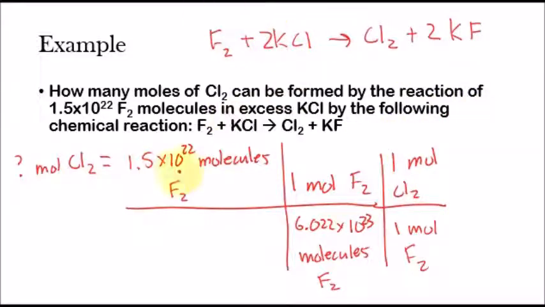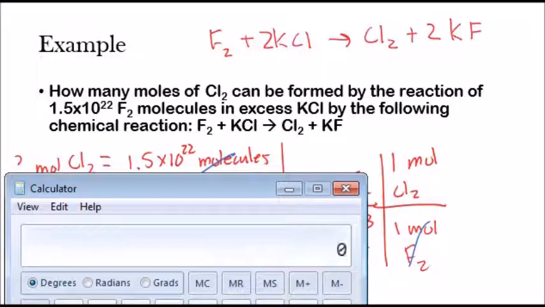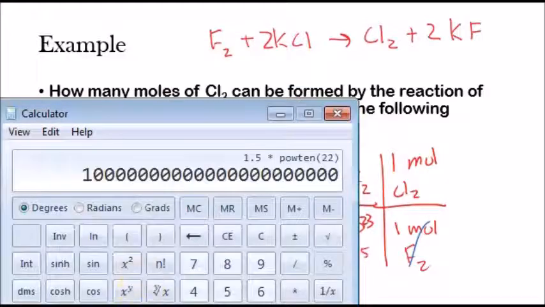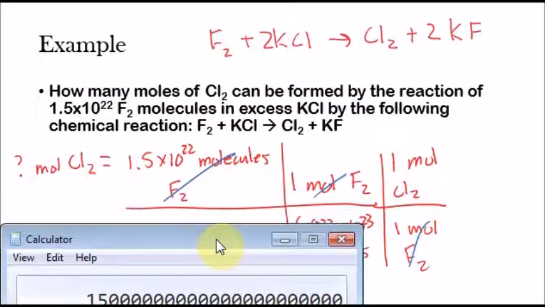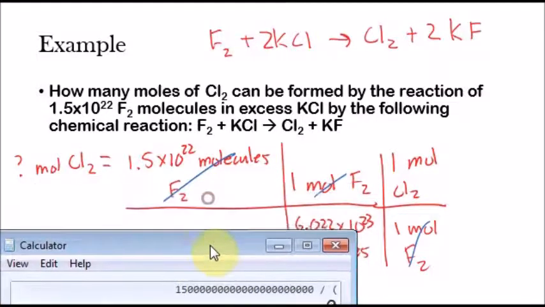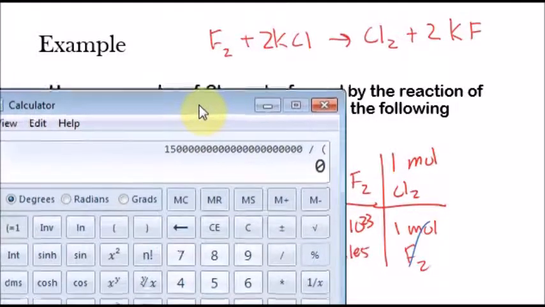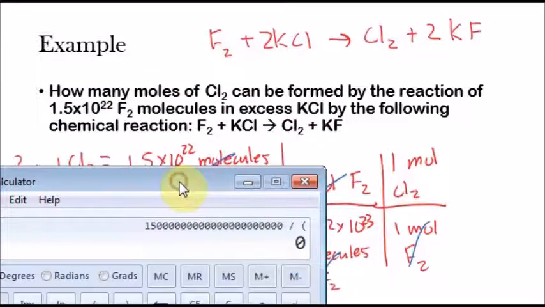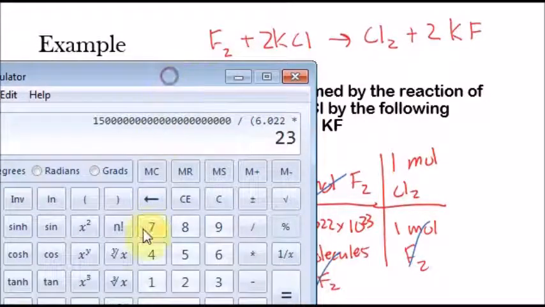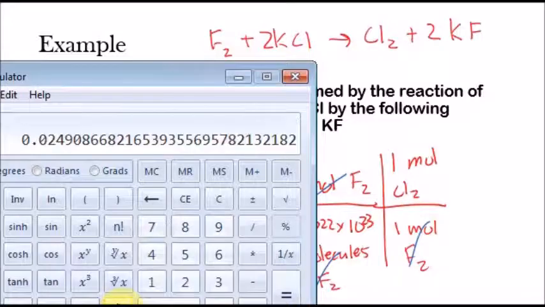So molecules of F2 is going to cancel out with molecules of F2. Moles of F2 is going to cancel out with moles of F2, and we're left off with moles of Cl2, which is what we originally wanted. So let's go ahead and now multiply. So 1.5 times 10 to the 22nd, times 1 divided by 6.022 times 10 to the 23rd power times 1. So 6.022 times 10 to the 23rd. It's going to give us this.